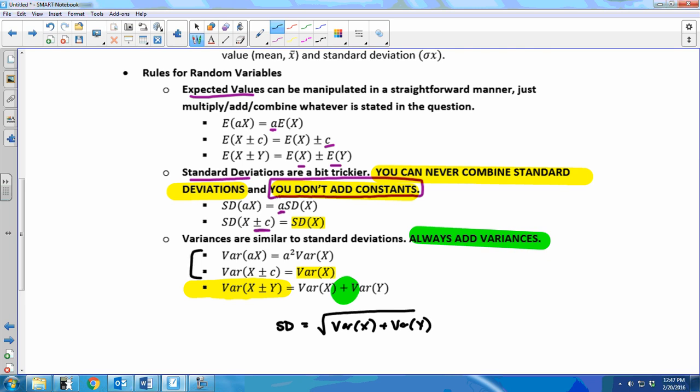The rules for multiplying and adding are similar for variances. You don't add constants, right? You just leave it alone because variance is still a measure of spread. Since the variance is the standard deviation squared, if you're asked to multiply the variance, then you should square that multiple before you multiply. Right? So be careful with those. They're going to try to trick you with the adding constants part and the always adding variance part, generally. Okay?